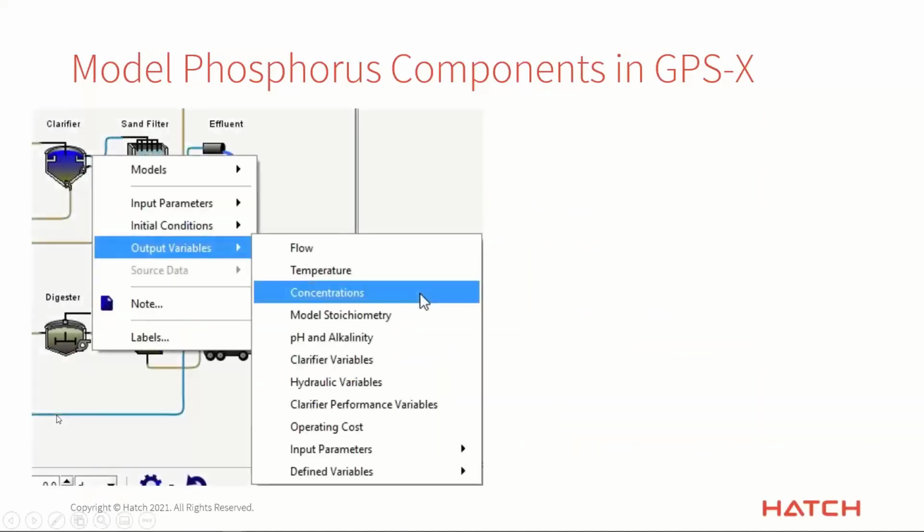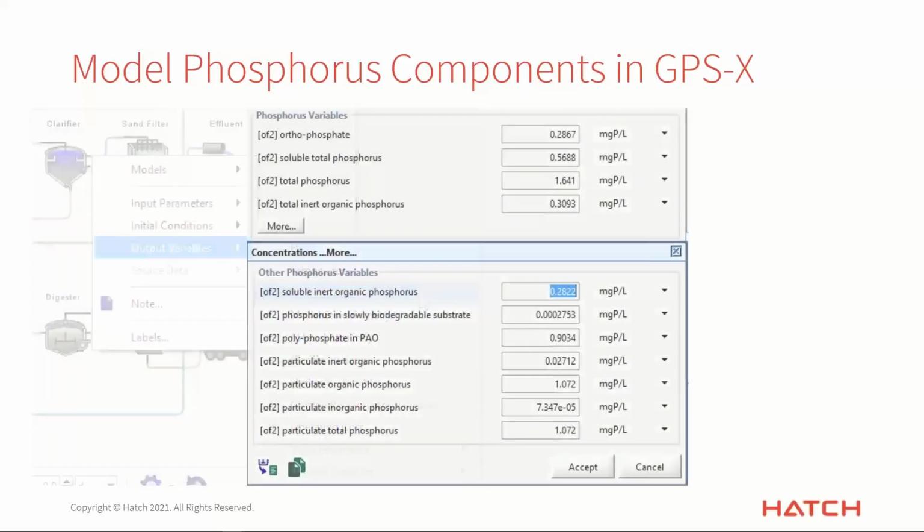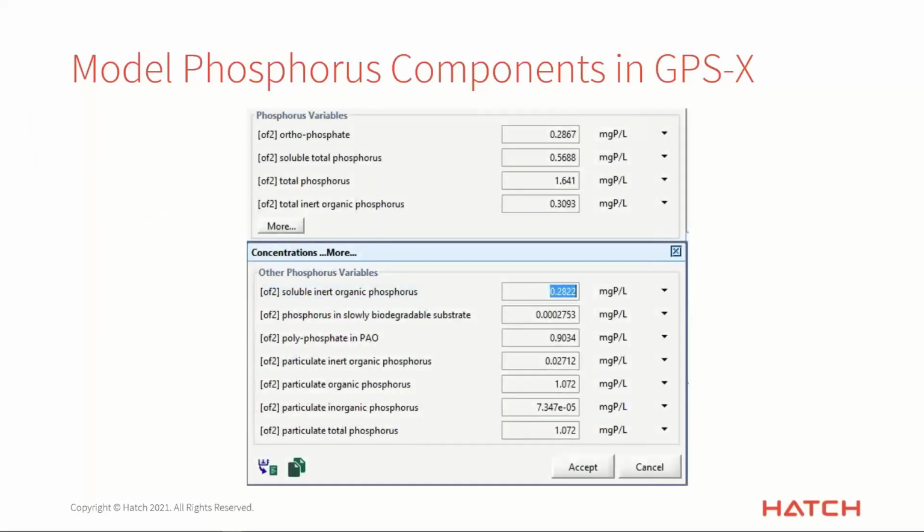So the good thing is when you're doing your modeling, you can actually dig into those details and see those concentrations and put them on graphs and put them in tables and so on and use that information to understand better what's going on in your system. So at any point, any connection point in your GPS-X layout, you can right-click, go to Output Variables, go to the Concentrations menu, and then slide down. Partway down the screen will be your phosphorus variables section.